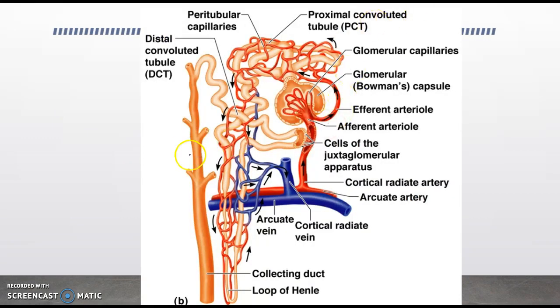So if we look here, this would be your collecting duct. All right, so here is the end of your distal convoluted tubule, and you can see this would be where another nephron is connected, another nephron is connected, another nephron. So there's many nephrons connected to one collecting duct. This collecting duct is just responsible for getting all the urine that has now been created in those multiple nephrons.